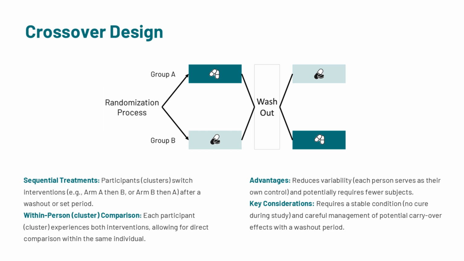However, crossovers have important limitations. The condition under study typically requires stability or chronicity, as participants undergo multiple treatments. You also have to worry about carryover effects. What if the first treatment's effects haven't worn off before the second? For that reason, these types of trials often include a washout period between treatments to mitigate this effect.